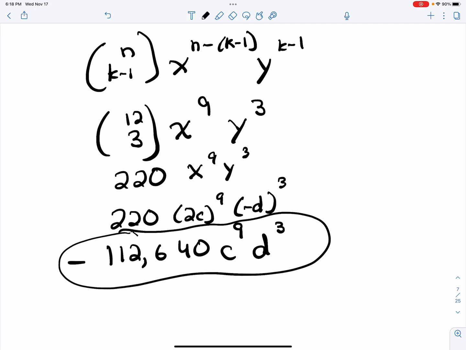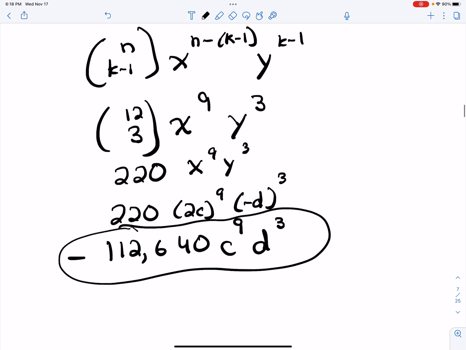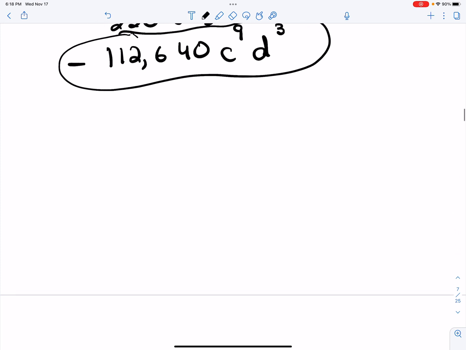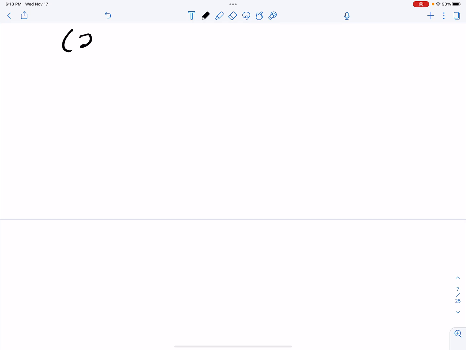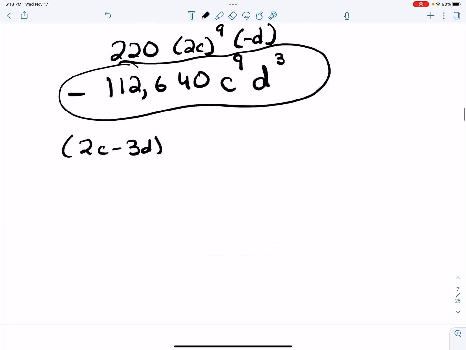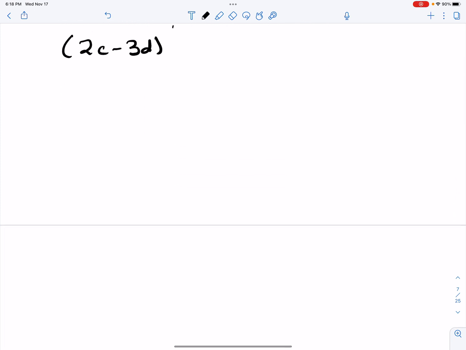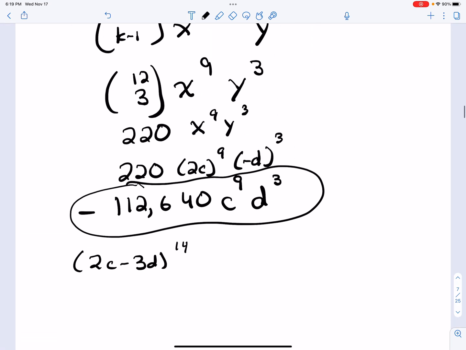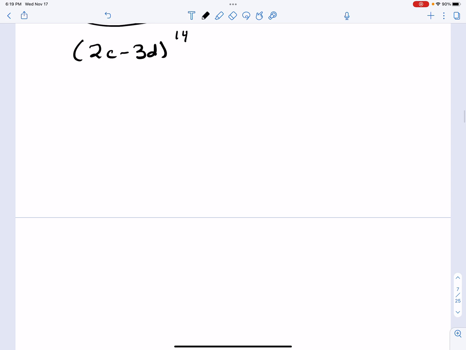Maybe we can do one more of those. I feel like we need to do one more. I'm going to pull one out of the book. Let's say we have 2c minus 3d, and we're raising this to the 14th power. So this is definitely different. And this one, they're asking us to find the 8th term. So my n is 14, my k is 8, k minus 1 is 7.